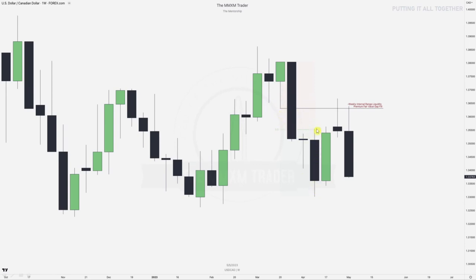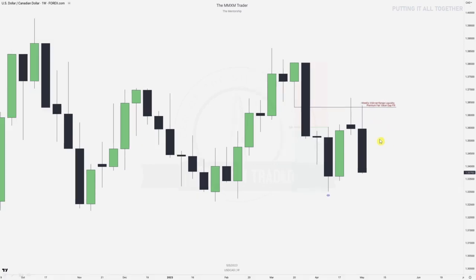We've got this fair value gap, right? So we're going from internal to external this time, right? So internal range liquidity to external range liquidity. Now, after we hit that internal range liquidity, where should your eye go, right? We've got that external range liquidity down here.